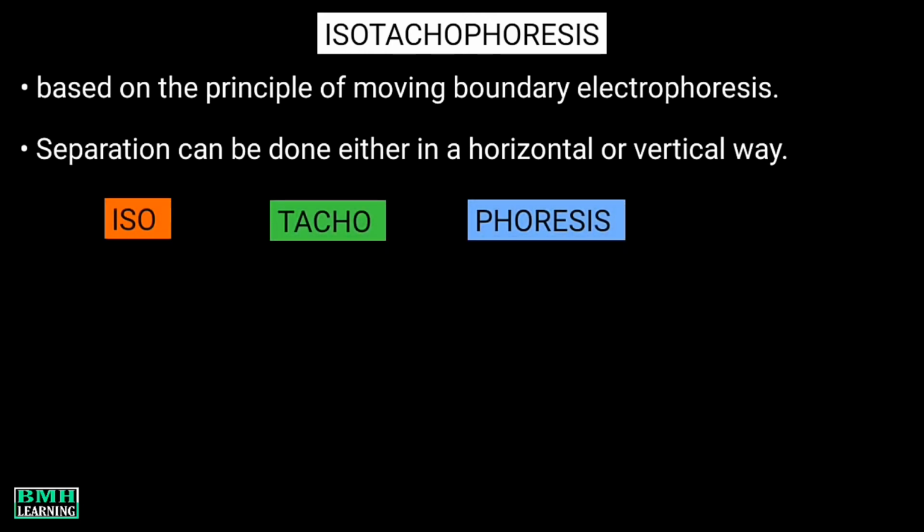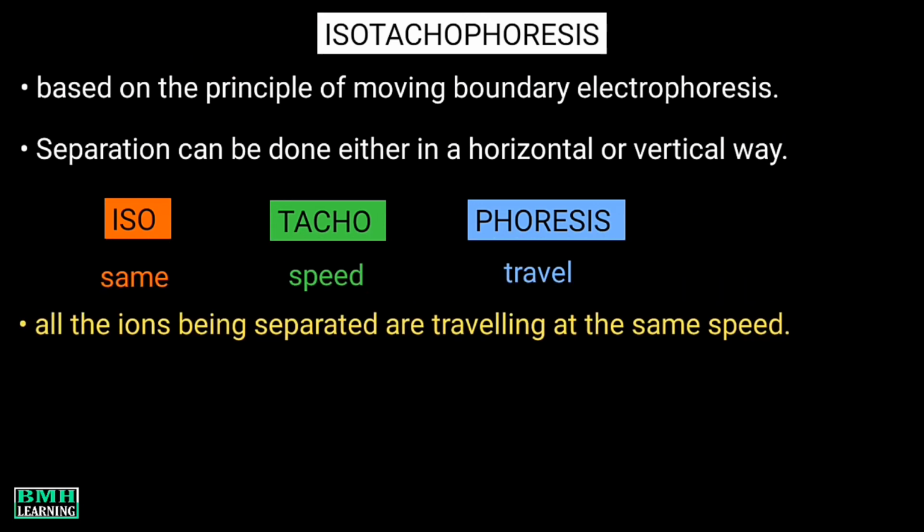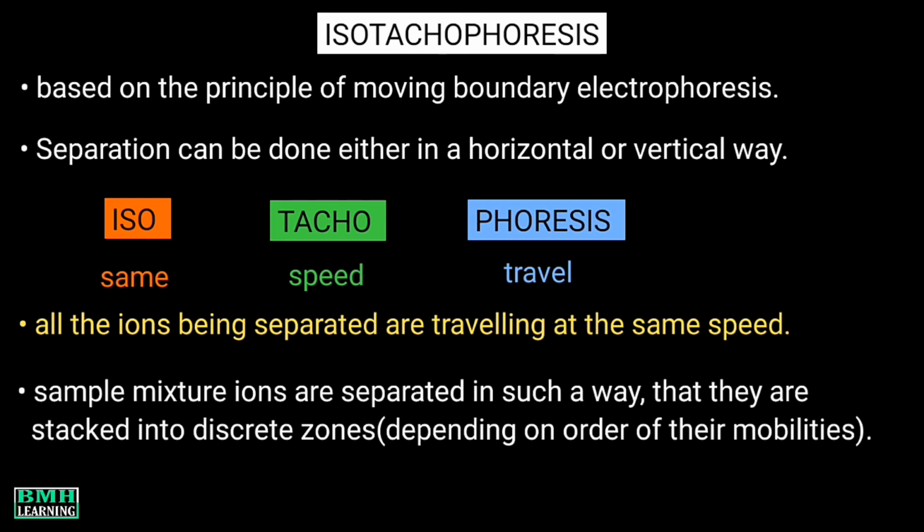Now let's split the term isotachophoresis. Iso means same. Tacho signifies speed and phoresis means travel. When we combine these, it refers to the fact that all the ions being separated are actually traveling at the same speed. The ionic components of the sample mixture are separated in such a way that they are stacked into discrete zones. The separation rate depends on the order of their mobilities.